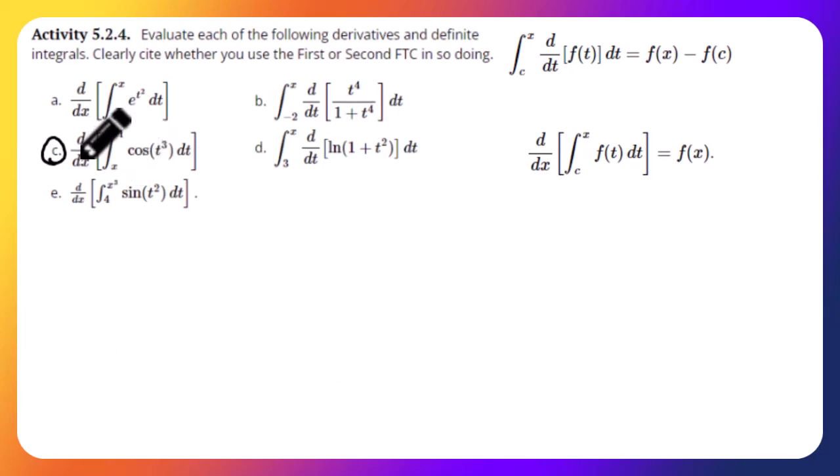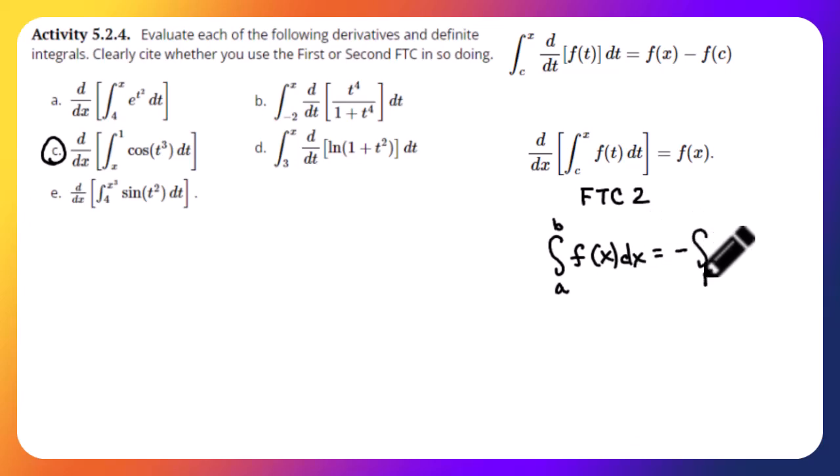For part C, we're back to the derivative of an integral. So that's looking a lot like the second fundamental theorem of calculus. But notice this time, instead of having the integral from a constant to x, we've got the integral from x to a constant. So for this one, we want to recall a property of integrals that says the integral from a to b of f of x dx is equal to the opposite of the integral from b to a of f of x dx.